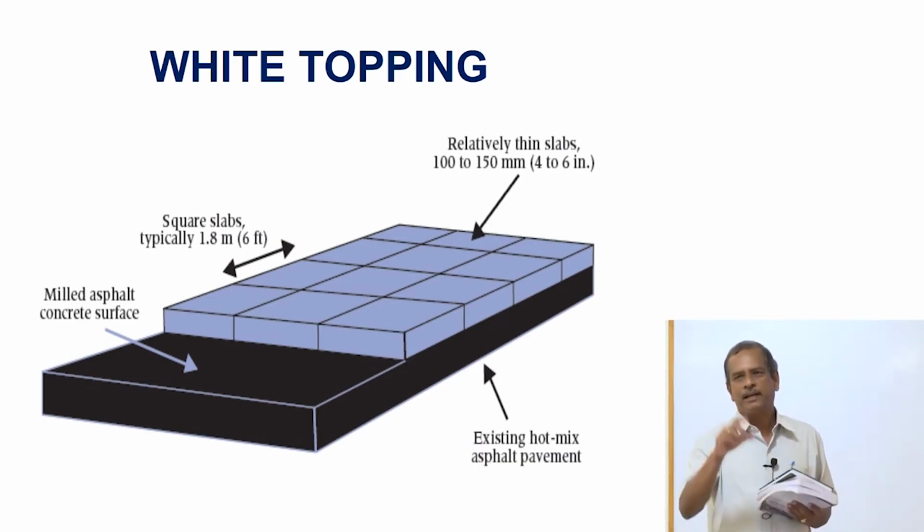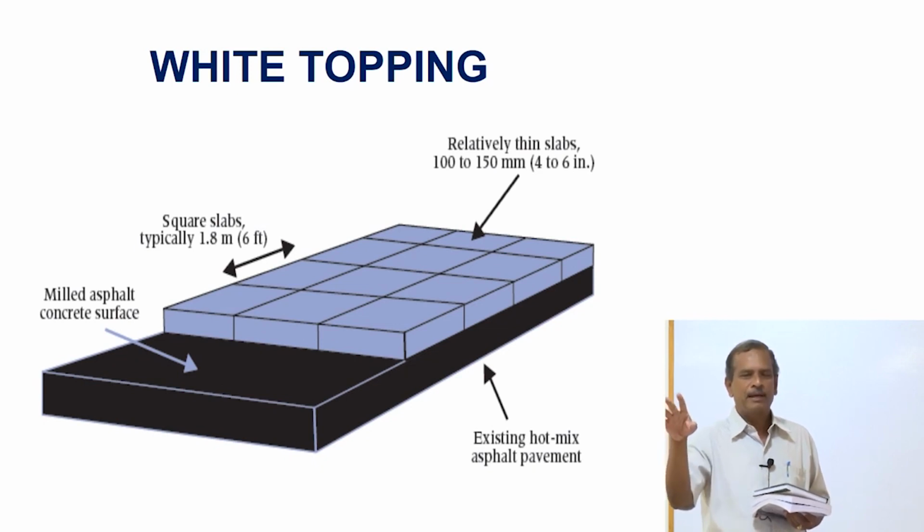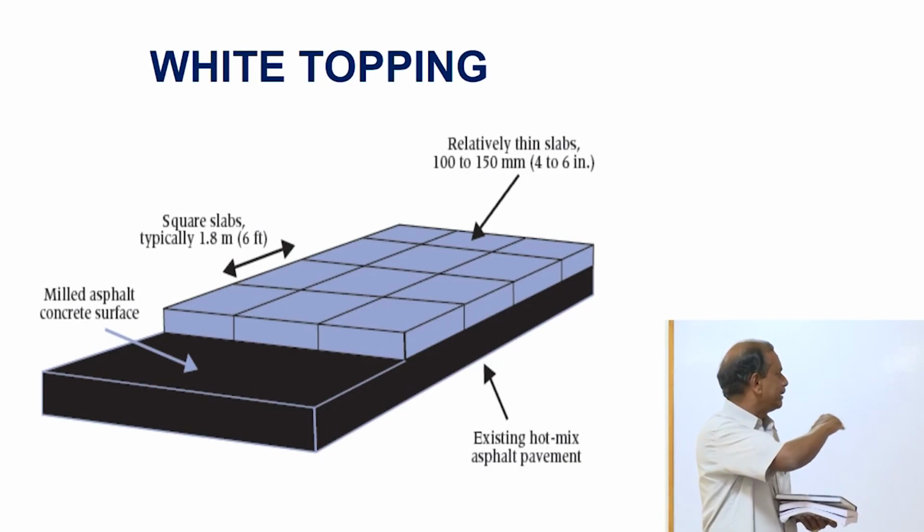At this point of time, there are 3 types of void topping. One is thin void topping, where thickness varies from 100 millimeter to 200 millimeter. Ultra thin void topping, which is less than 100 millimeters. So here again, if you want to have thin layers, you have to ensure a bond between the bituminous layer.